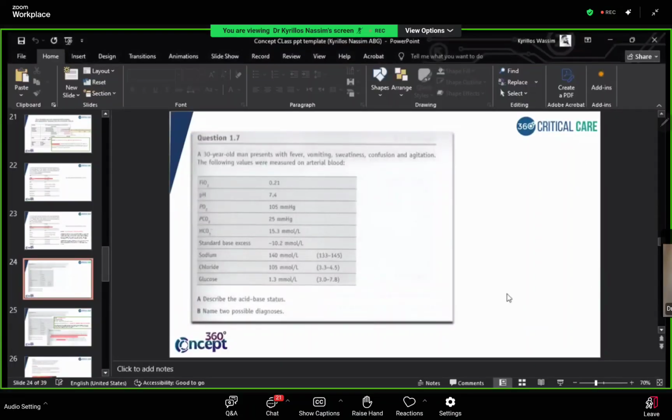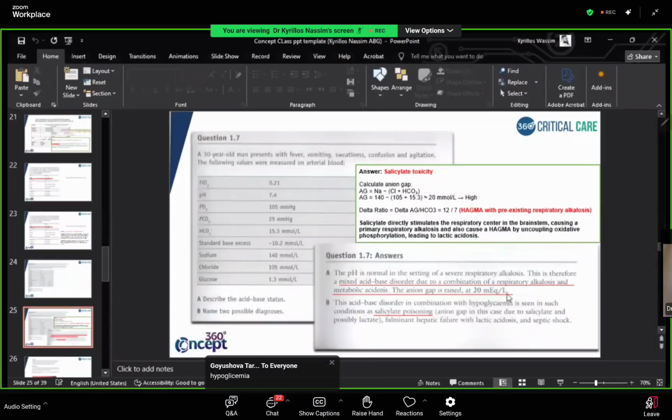Let's go to the answer. This is a triple acid disorder. How do I know it is a triple acid disorder? Let's go to the last of the answers. It is a salicylate toxicity.